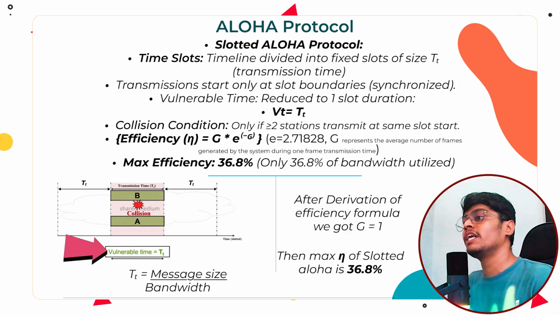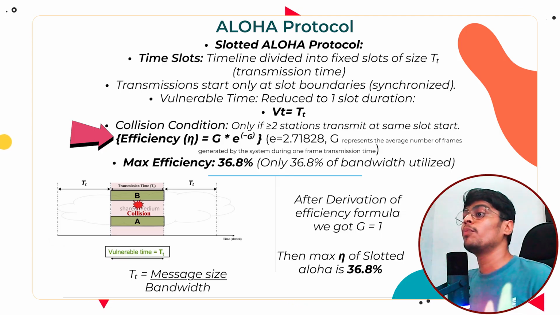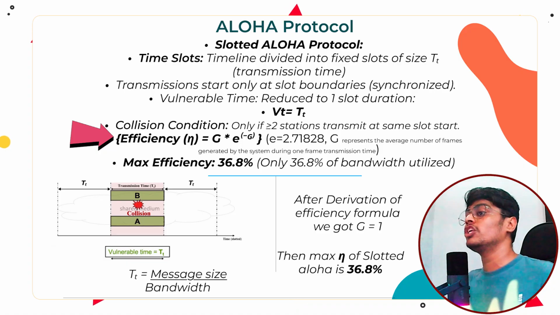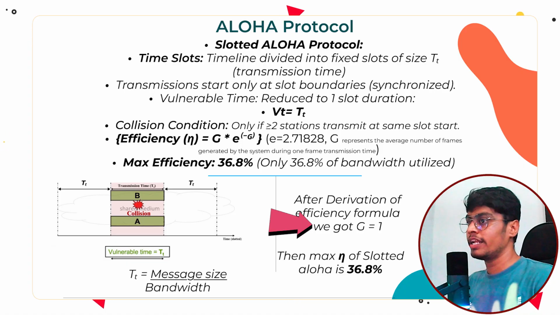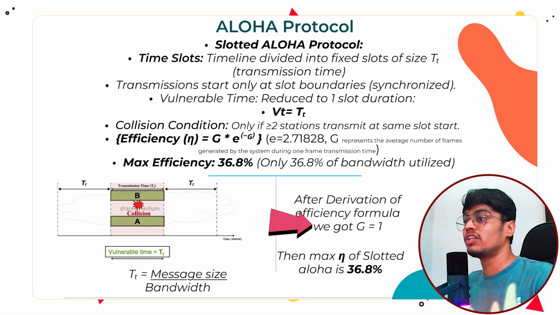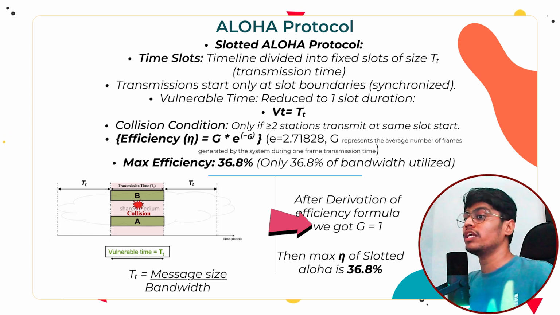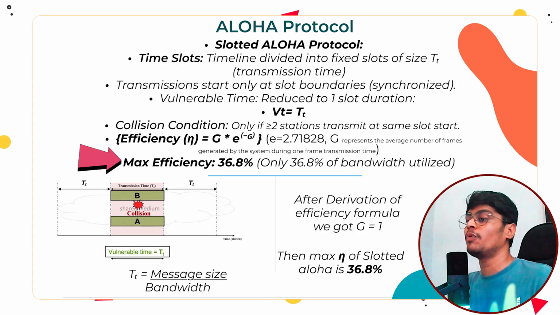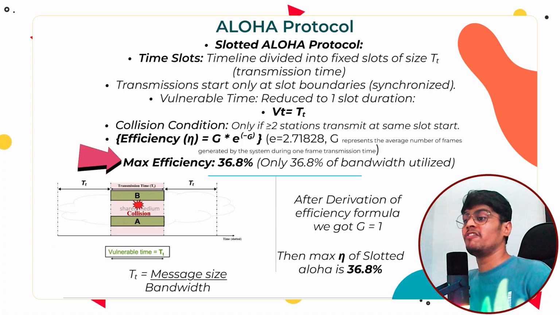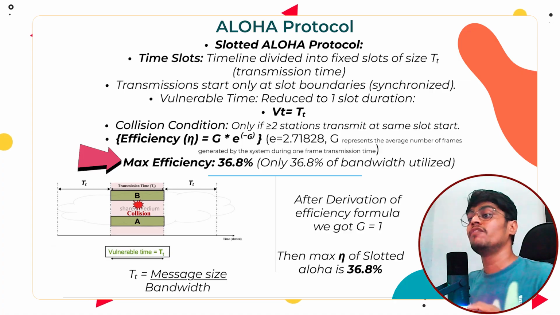Because of this reduced vulnerable time, the efficiency formula also changes. If we calculate the efficiency of slotted Aloha, the formula becomes eta equal to G into e to the power minus G. Okay, after derivation of efficiency formula, we got G equal to 1. This means on an average, if exactly one station transmits per slot, you will get maximum efficiency. If only one station transmits in one slot, it will be completely collision free. After calculating, the max efficiency of slotted Aloha is 36.8%. Compare this with pure Aloha's maximum efficiency. That was 18.4%. Slotted Aloha achieves exactly double the efficiency of pure Aloha.